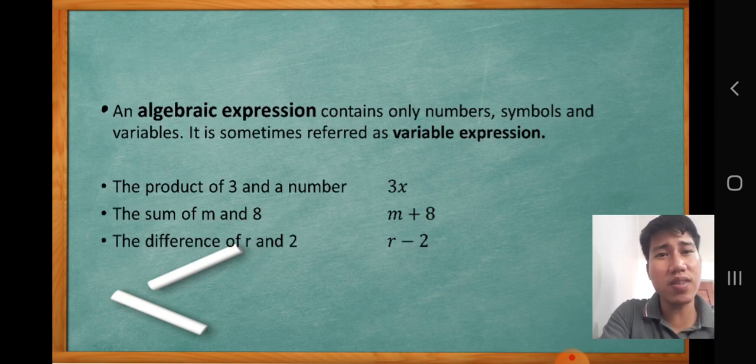And the next is algebraic expression. It contains numbers, symbols, and variables. Sometimes it is also referred to as variable expression. For example, the product of 3 and a number, so 3x. The sum of m and 8, m plus 8. The difference of r and 2, so r minus 2. As you can see, it has numbers, symbols, and variables. So that is considered as variable expression.